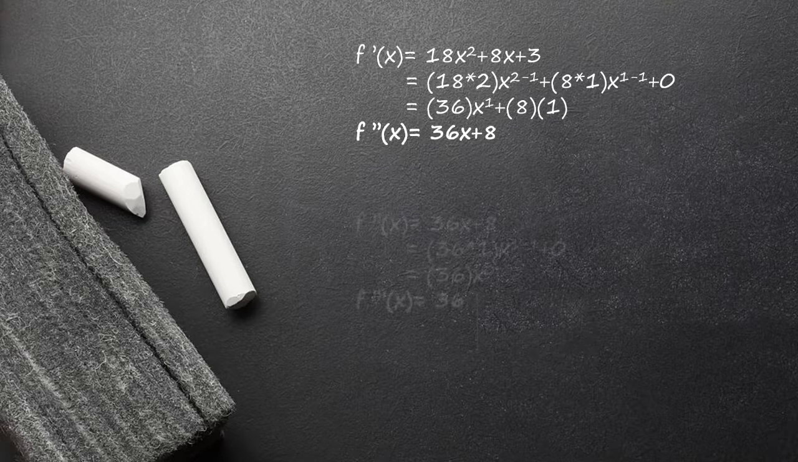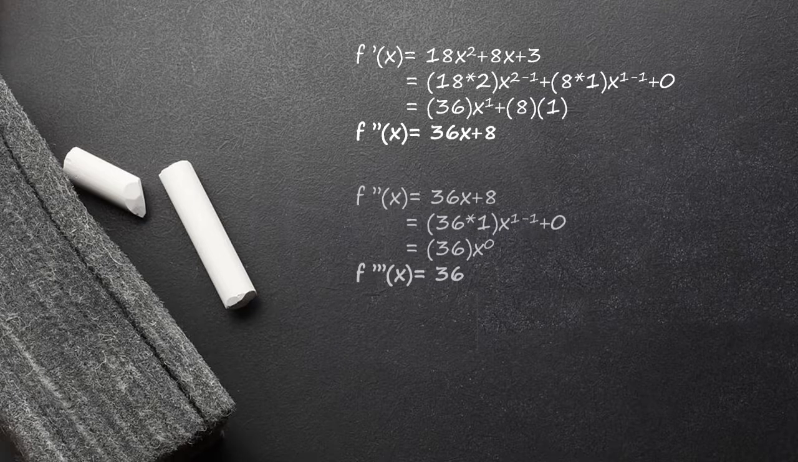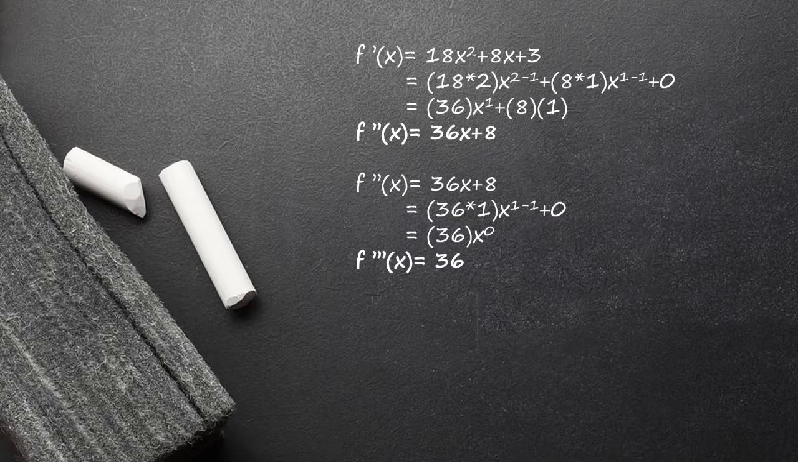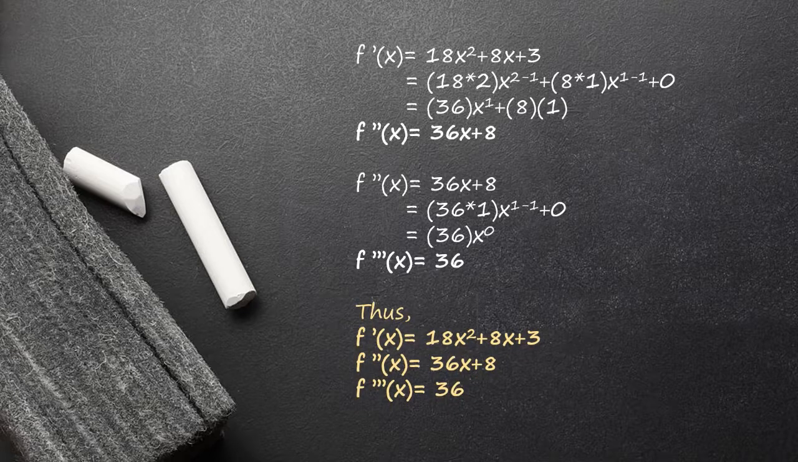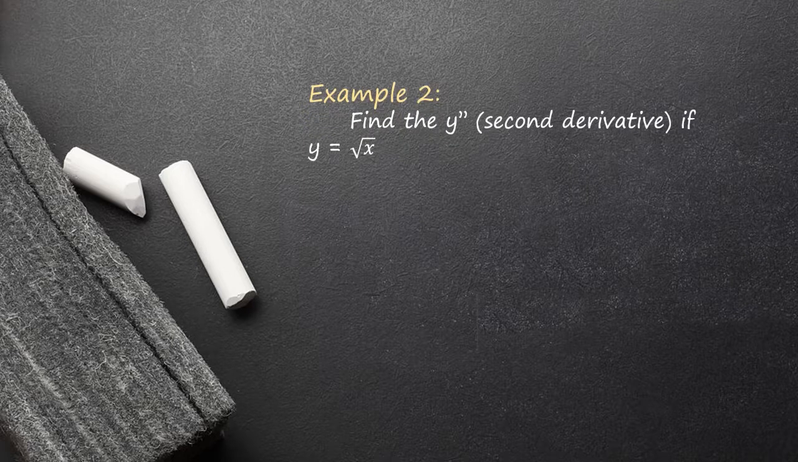In finding the third derivative, 36x plus 8, 36 times 1, x raised to 1 minus 1, plus 0. You can get 36x raised to 0, simplified into 36. Thus, the answer is 18x squared plus 8x plus 3 as the first derivative, 36x plus 8 as the second derivative, and 36 as the third derivative. Let's go to example number 2.